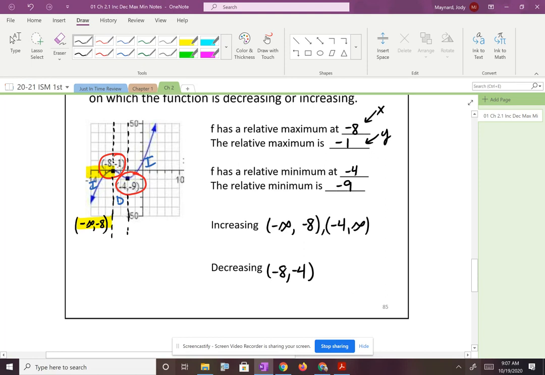If you finish this one before I finish it up, go ahead and move on to the next one.